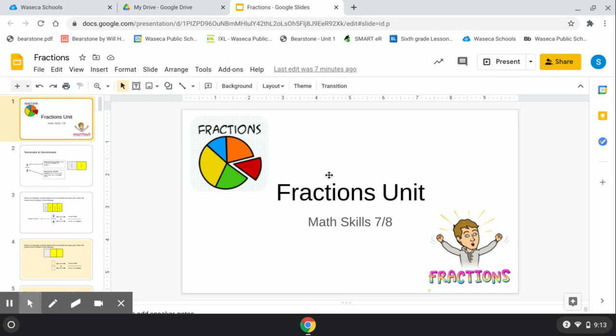All right, so today for math class, we will be starting a new unit, and this unit will be fractions. We'll be doing some fractions and working with fractions for the next couple of weeks or so. So we'll be doing fractions today for math class.